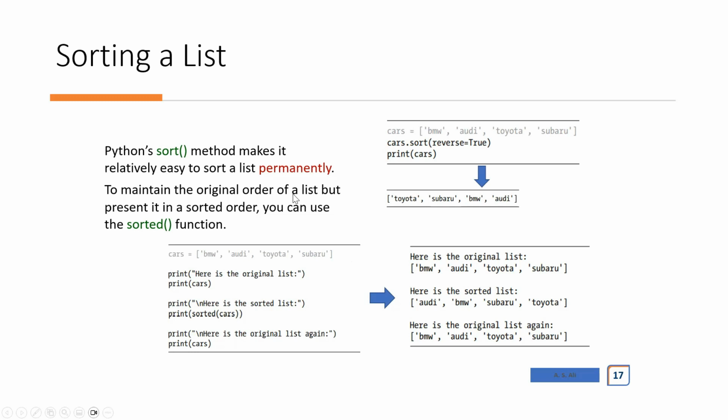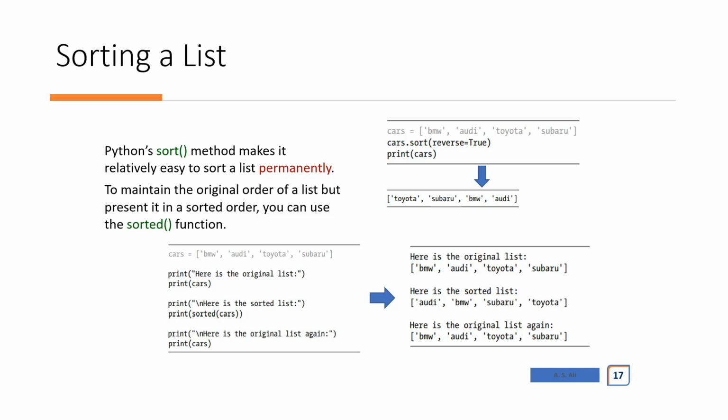For example, look at this example. We have four cars: BMW, Audi, Toyota, and Subaru. And we want to use sort. So what did we do? We say cars.sort, and we use reverse equals true. By saying reverse equals true, we are saying sort it alphabetically, but starting from Z, you know, Z, Y, X, and going down like that. So that's what reverse means.